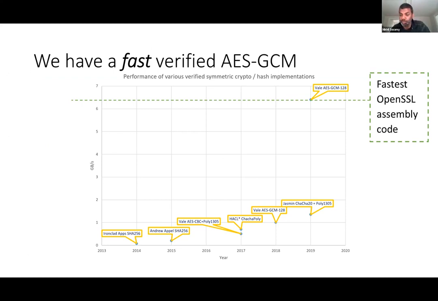So Vale was used to implement several crypto algorithms, including this AES GCM implementation. And our implementation is actually really fast. So here's to give you a sense of where verified cryptography is these days. In the last maybe 7-8 years, people have been looking at building verified implementations of cryptography, and we've been making steady progress trying to build fast verified implementations of crypto primitives.